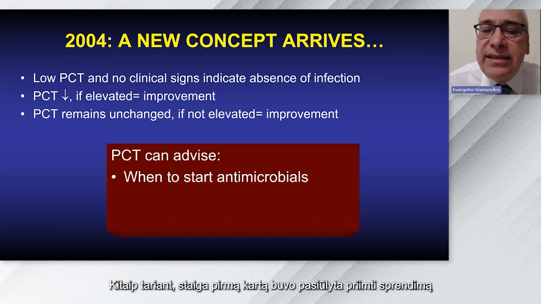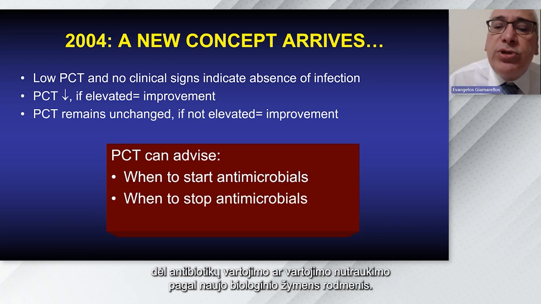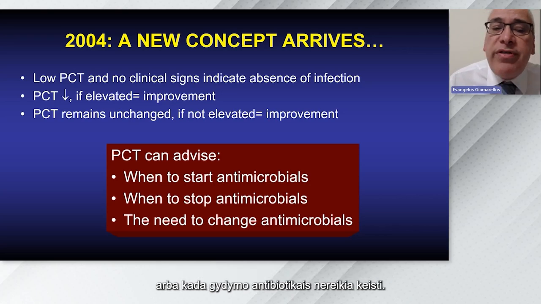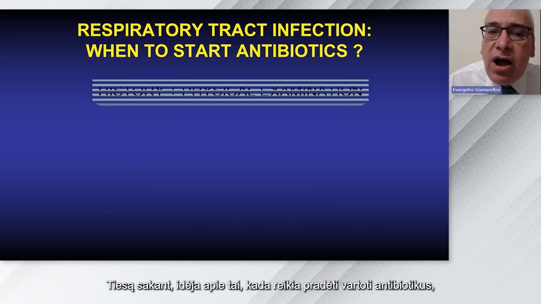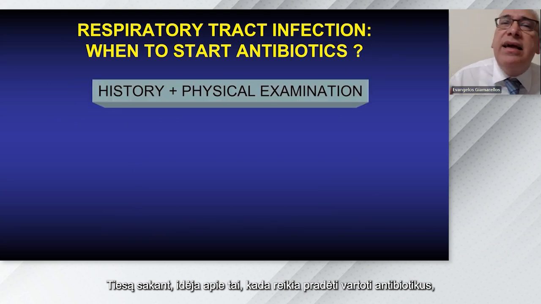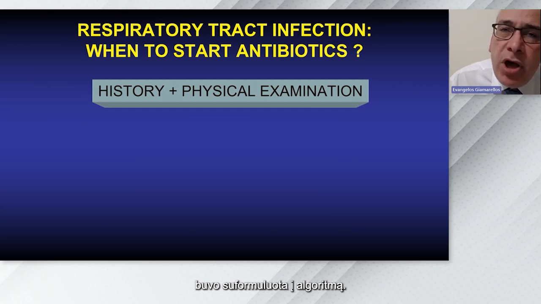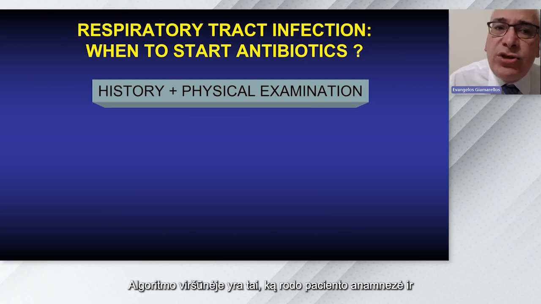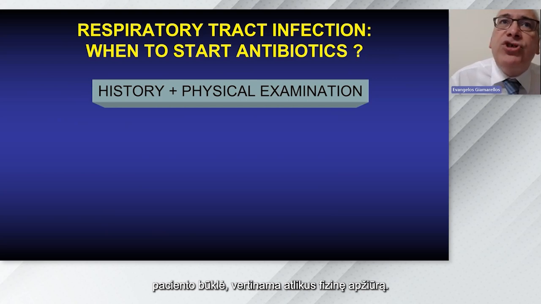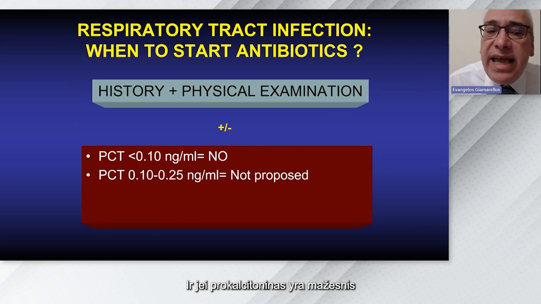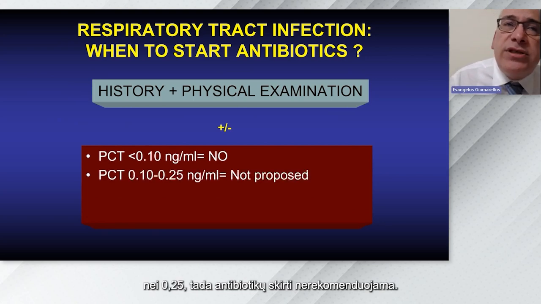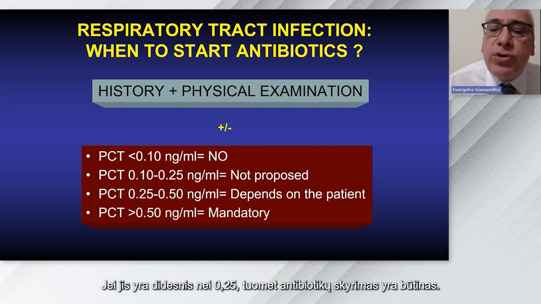In other terms, it was introduced for the first time that you can use a biomarker to decide when to start antibiotics, when to stop antibiotics, or when there is no need to change antibiotics. And as a matter of fact, the idea regarding when to start antibiotics was framed into an algorithm, where on top of the algorithm is what the history and the condition of the patient, judged by the physical examination, suggests. And if procalcitonin is less than 0.25, then it's not suggested to give antibiotics. If it's more than 0.25, then you have to give antibiotics.